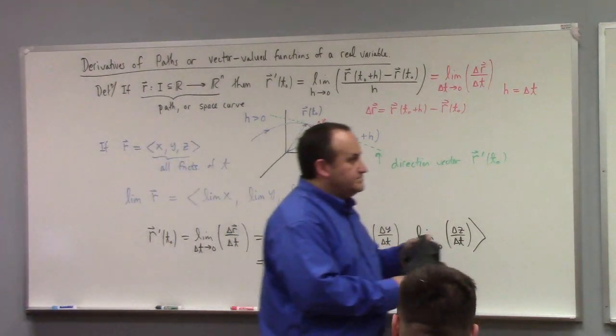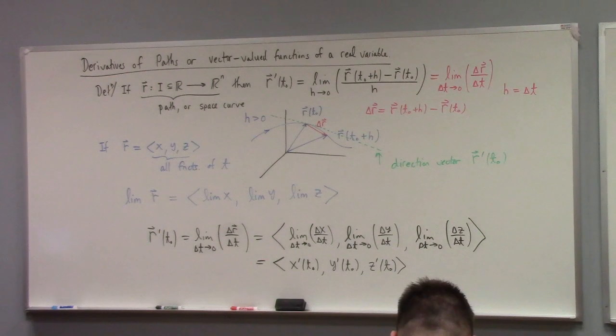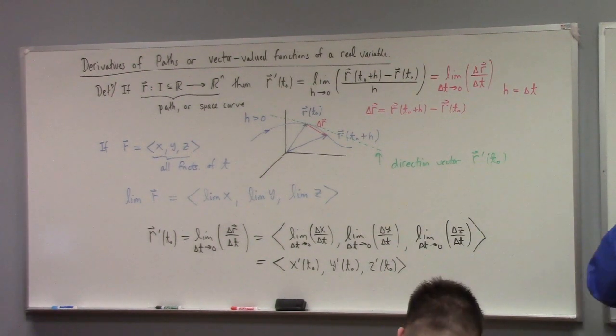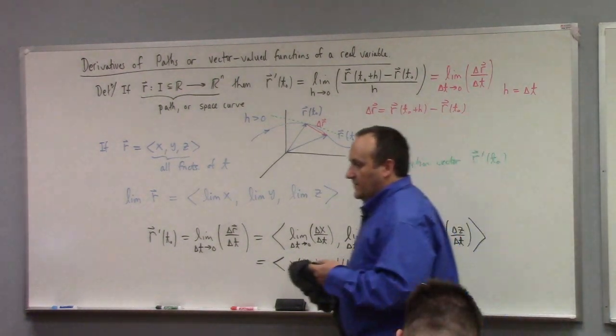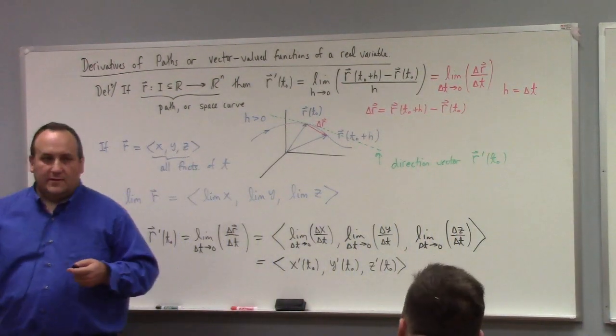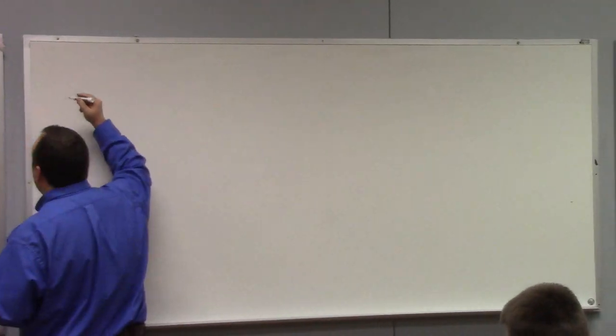Yep. Wouldn't that not always produce a line because x prime, y prime, z prime? But x prime, y prime, z prime are evaluated at the point of tangency. They have to be evaluated at t naught. So they're not functions of time. So, well, let me talk about what you're talking about here.